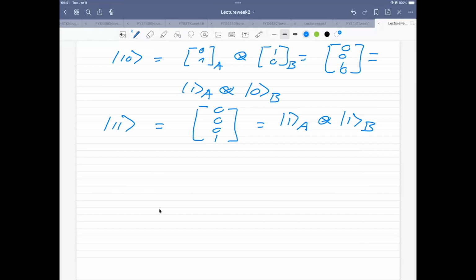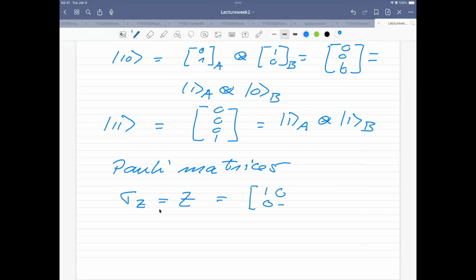Now, then we also have important matrices, and we have these Pauli matrices. So let me quickly remind you of that. So the Pauli matrices, we have the Pauli Z matrix. Let me just introduce the notation immediately. We're often going to write it like Z. This is pretty common in the literature. And this is a 2 by 2 matrix, which is simply 1, 0, 0, -1.